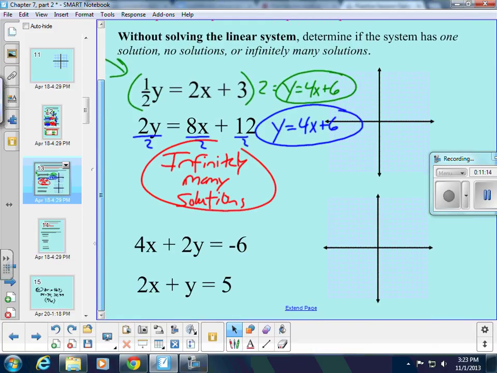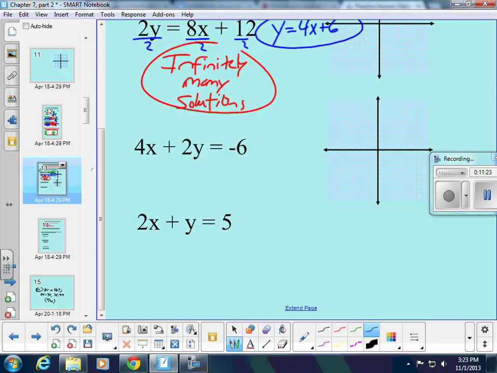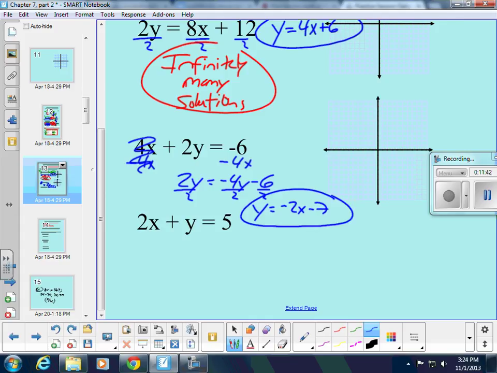Looking at this next example, I'll have to do a little bit more work to get them in slope-intercept form, but it's something I'm definitely capable of doing. For that first one, if I'm going to solve this equation for y, I'm going to have to subtract 4x from both sides first. That'll get rid of the 4x from the left side. Now I've got 2y equals negative 4x minus 6. And dividing everything by 2, I'm going to get y equals negative 2x minus 3. So that's what I've got for my first equation. y equals negative 2x minus 3.